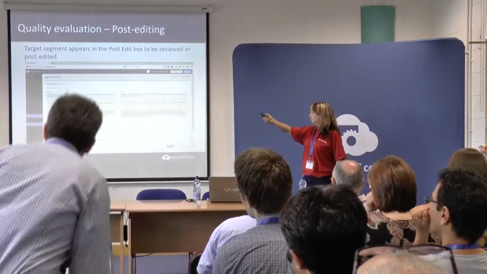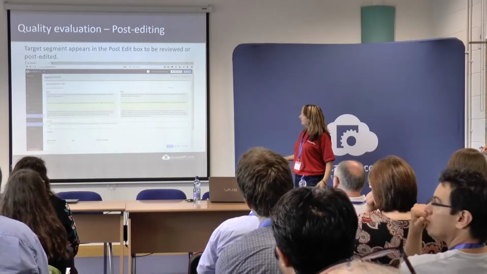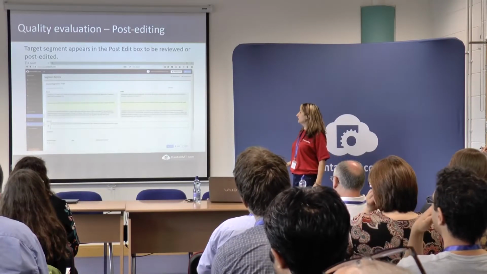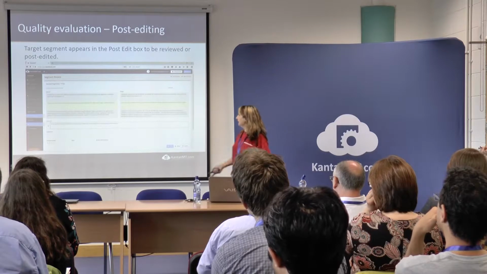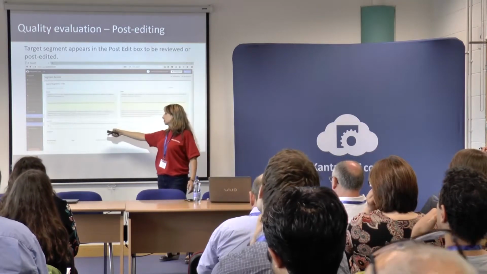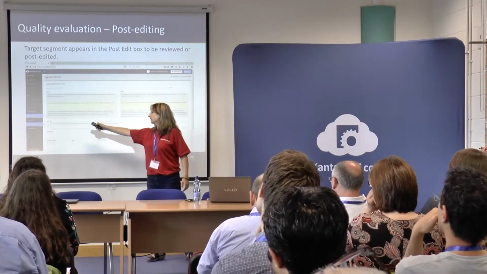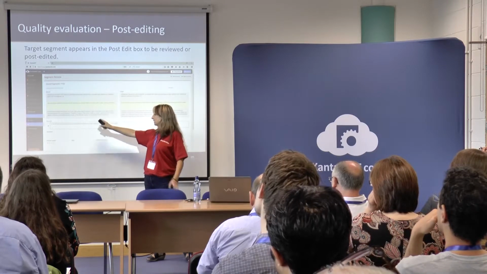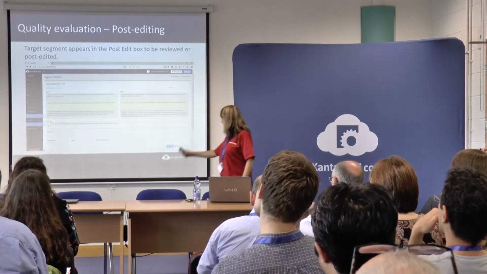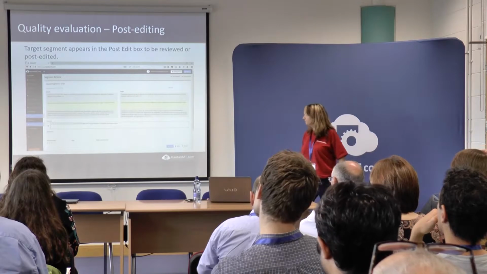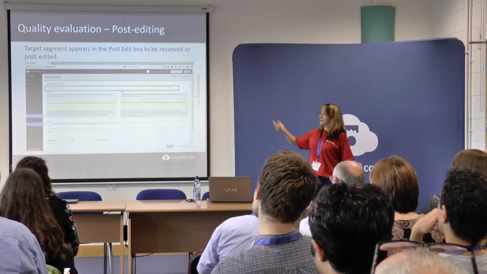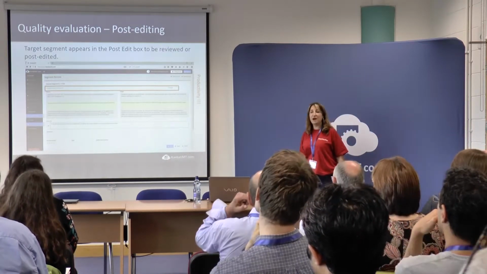This is just, I suppose, another closer look at the post-editing box. The target appears here, so that the post-editor only needs to go there, doesn't need to copy or anything like that. Change what it needs to change and click next. And yes, the productivity bar is there.